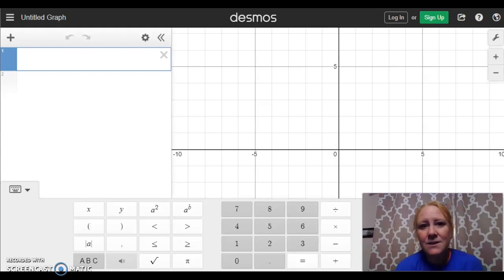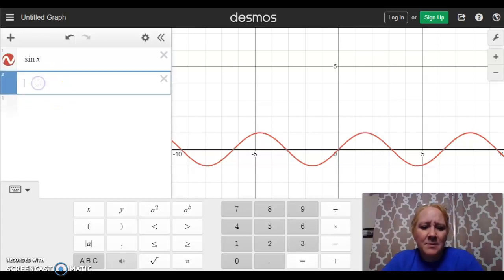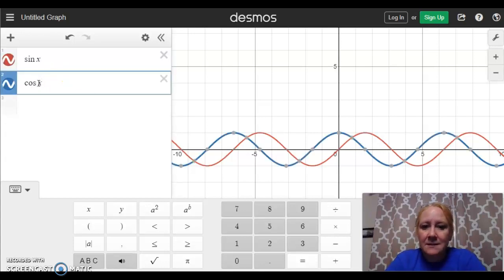All right, so now we're going to go back. I just want to rethink about what happens in a sine of theta graph. Ooh, look, it goes up and down and up and down. Now, what happens if we do a cosine of x? Do you notice that they have the exact same shape?